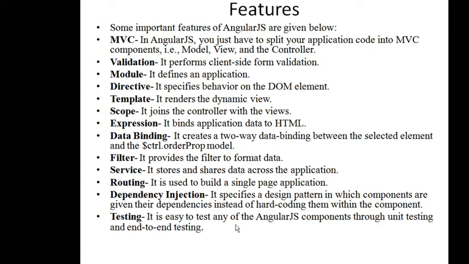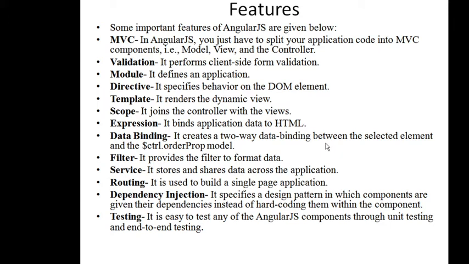Next are directives. They specify the behavior of the DOM elements. Templates render the dynamic views. Scope in Angular joins the controllers with the view expressions. It binds the application data to HTML files. Data binding creates one-way or two-way data bindings between the selected components. Then filters, which we can also call in templates. It stores and shares the data across the applications. Then routing, which is built into single web applications.